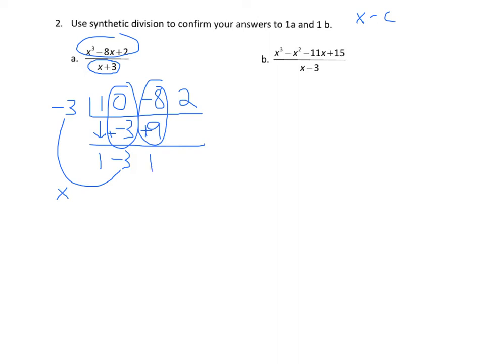And then we multiply again. So the front number times the next number, negative 3 times 1 is negative 3. And then we add these. So 2 plus negative 3 is negative 1. And then the way it works is this will always be your remainder.